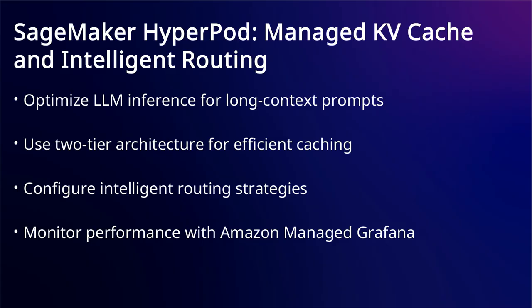Additionally, you can configure intelligent routing strategies to maximize cache utilization, directing requests to instances with relevant cache data. These features work together to enhance performance in document analysis and multi-turn dialogues, with built-in monitoring through Amazon-managed Grafana.